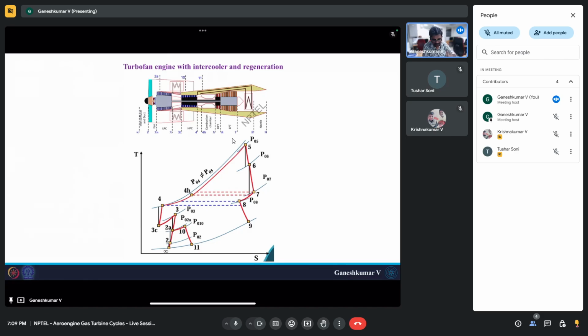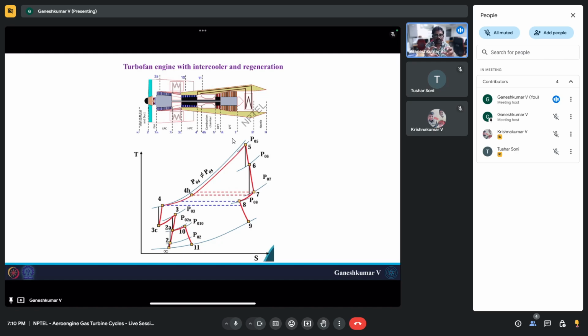What I'm going to go through today is a numerical on turbofan engines with intercooler and regeneration. I haven't gone through the numericals yet, but you must have gone through week 9 content, so you must have some idea about intercooler and regeneration. So basically here we have turbofan engines with intercooler and regeneration cycle, and the TS diagram corresponding to this is here. The intercooling effect is from the low pressure compressor to the high pressure compressor, and the regeneration is done between the high pressure compressor and combustion chamber in order to reduce the fuel consumption.